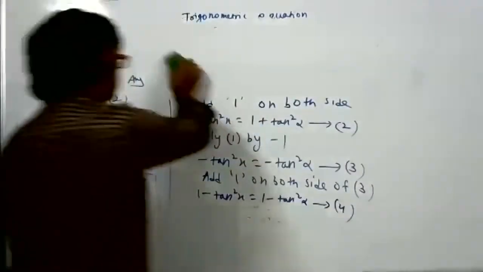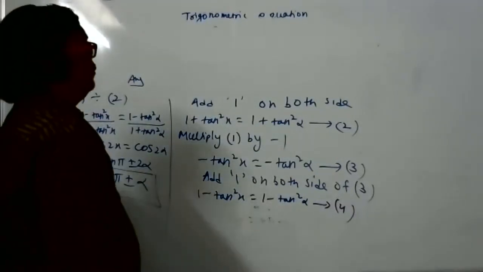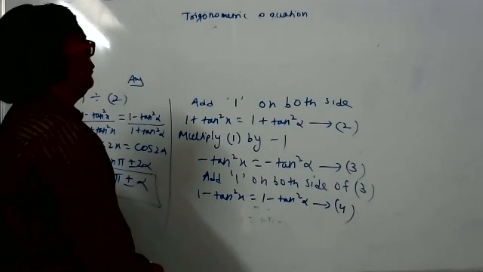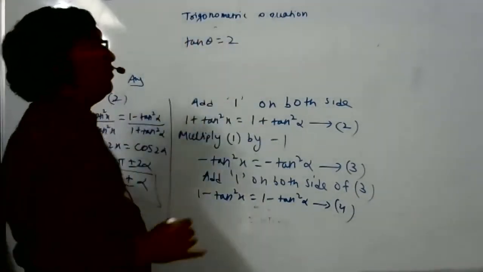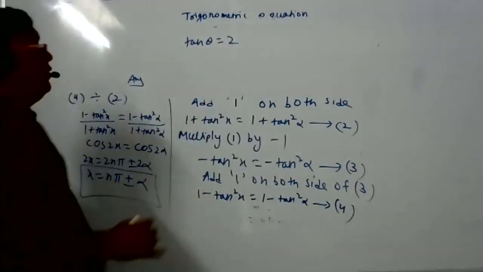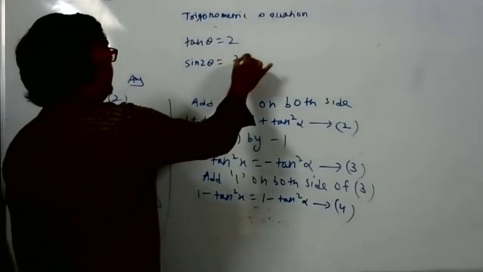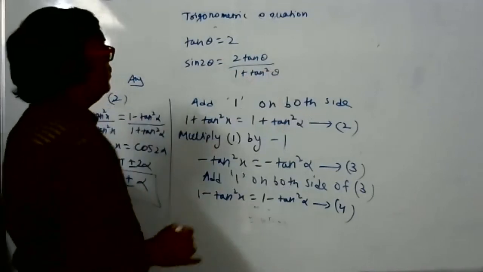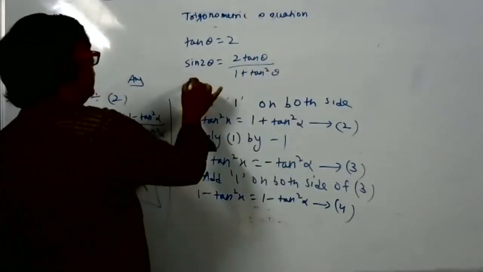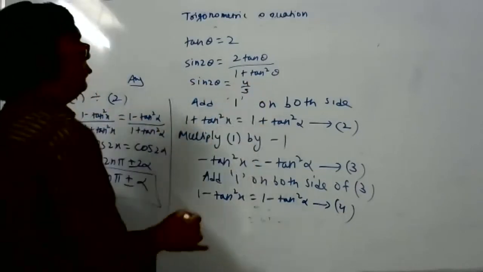Sir, when I was solving some physics problems, I got tan theta is equal to 2, and I had to find sine 2 theta. We know sine 2 theta is 2 tan theta by 1 plus tan square theta. Substitute and get the value: sine 2 theta is equal to 4 by 5. Yes, sir.